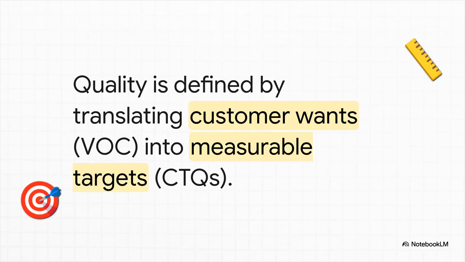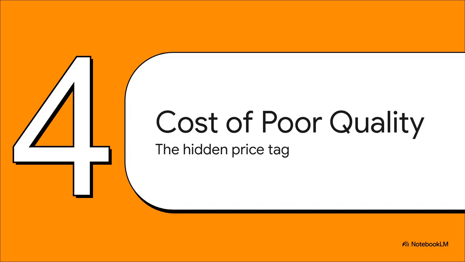So the huge takeaway here is this: in Six Sigma, quality isn't just a vibe or a feeling, it's a number. We take what the customer wishes for and we turn it into a target that we can aim for every single time. So what happens when we miss those targets, when the pizza is cold or late? Well, it's not just a bummer for the customer. There is a real, measurable cost to the business.